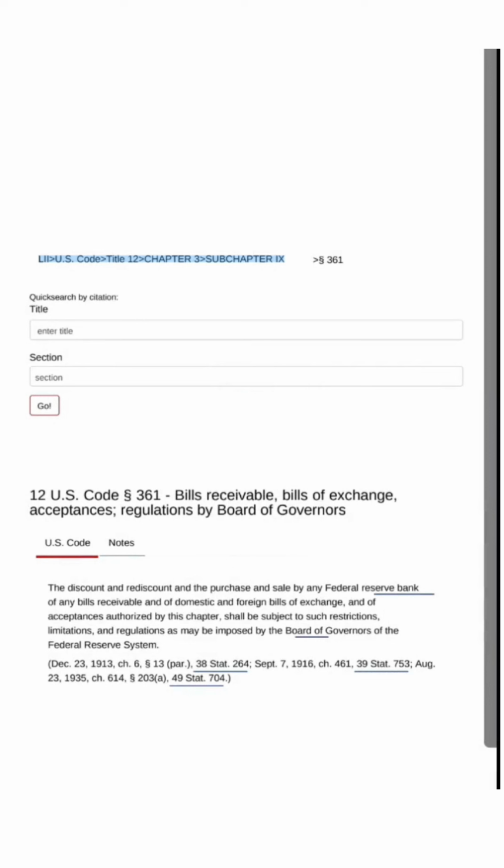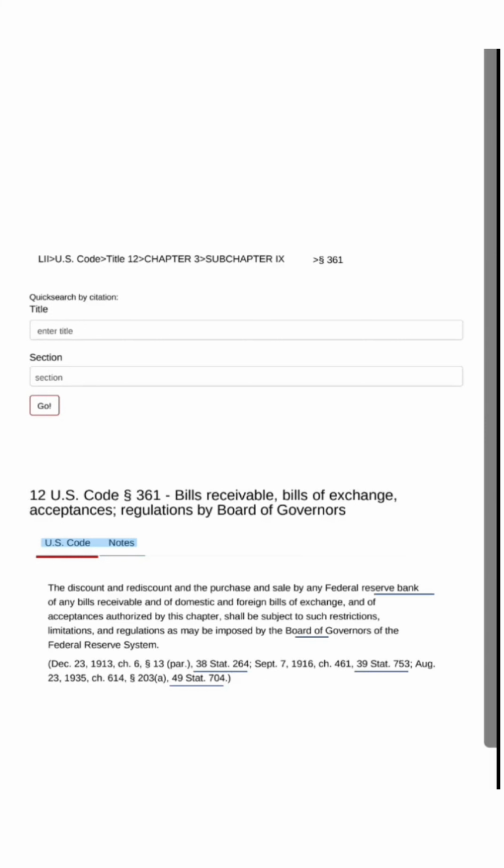U.S. Code > Title 12 > Chapter 3 > Subchapter X. Quick search by citation. Title. Enter title. Section. Go. 12 U.S. Code § 361 Bills receivable, bills of exchange, acceptances, regulations by Board of Governors.